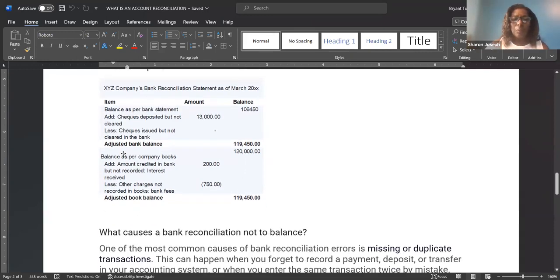From there, now we look at the company side of things. So the company has recorded $120,000 in their books for that bank balance. But we know that there are some things that happened in the bank that we didn't record on the books. So for example, interest received, $200. The bank has said that we have been given interest, but you didn't record that entry. So this is an entry that needs to be made on the books.